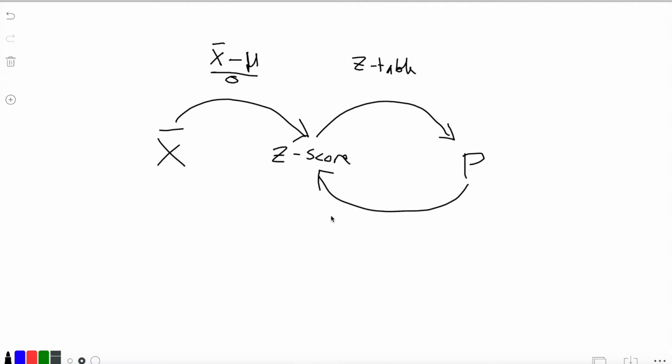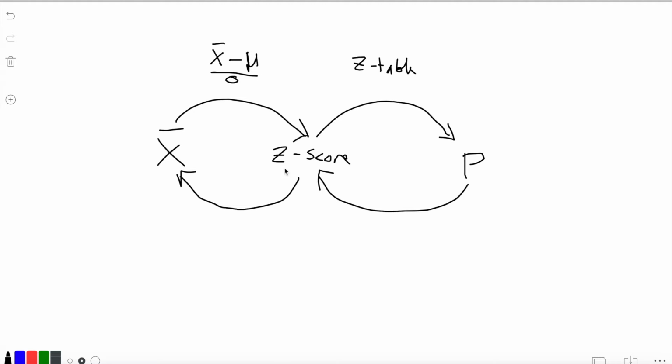Now finally, what if you start with p like we just did and we found a z-score, and we want to move back and figure out what our mean is? So we didn't calculate our mean, but we do know these two things. And so can we actually calculate the mean from what we know? And the answer is yes.